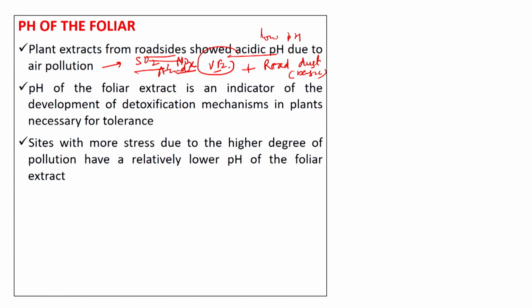Sites with more stress due to a higher degree of pollution have relatively lower pH of the foliar extract. Okay. So, this is very important. If the plants and the leaves have more stress due to a high degree of pollution, they will have relatively lower pH, meaning they will be more acidic. This is what I have been discussing. So, SO2 and NO2 as well as ozone are oxidizing species. If they are present in excess amounts or above the threshold level, they are not good for plant health. Okay.